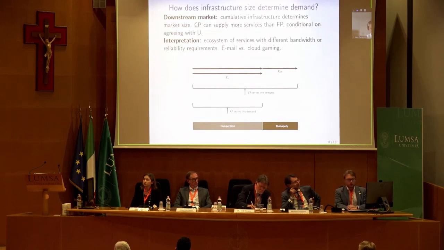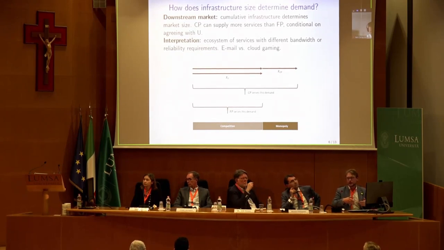So now maybe you're wondering, how does infrastructure size determine demand in the downstream market? For this, I have this picture. I say that the cumulative infrastructure that a platform has access to determines the size of the market it can address. More infrastructure means that you can deliver services to more consumers with lower latency and higher bandwidth. It means that if you have access to more infrastructure, you can provide the service to more people. So this is shown here.